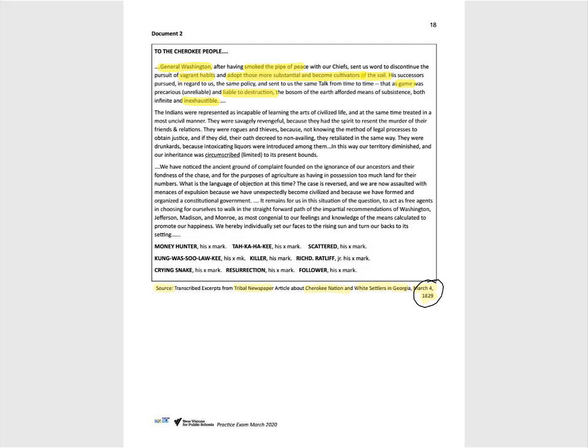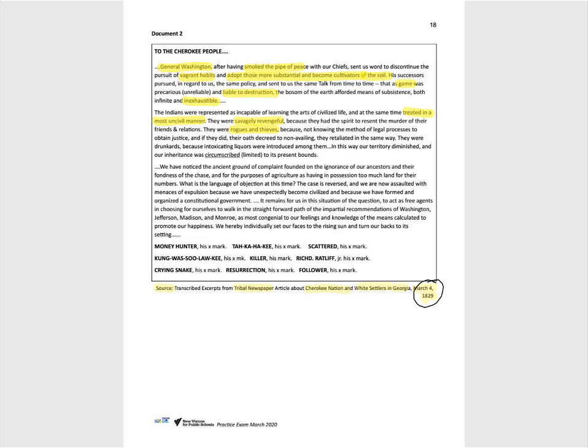The Indians were represented as incapable of learning the arts of civilized life, and at the same time treated in a most uncivil manner. They, still referencing the Native Americans, were savagely vengeful because they had the spirit to resent the murder of their friends and relations. They were rogues and thieves because, not knowing the method of legal processes to obtain justice, and if they did, their oath decreed non-availing, they retaliated in the same way.